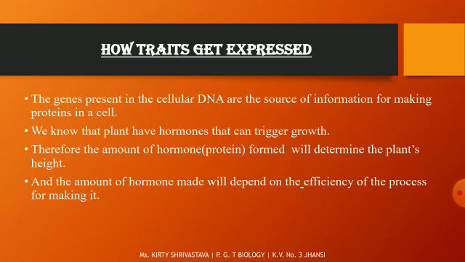Now let us understand the mechanism of how these traits get expressed. As we have studied, the genes present in the cellular DNA are the source of information for making proteins in a cell. These proteins are responsible for the formation of growth hormones which trigger growth. Therefore, the amount of hormone or protein formed will determine the height of the plant, and the amount of hormone made will depend on the efficiency of the process for making it.